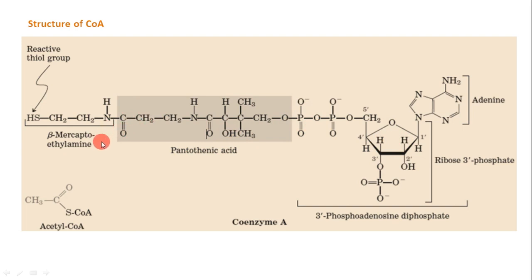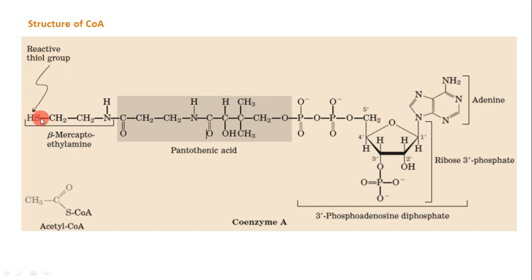Then after that there is another compound, namely beta mercaptoethylamine. So these three compounds form a complex, namely coenzyme A. In this compound, there is an SH group at the beta mercaptoethylamine. There is an SH group. This is called the reactive thiol group.